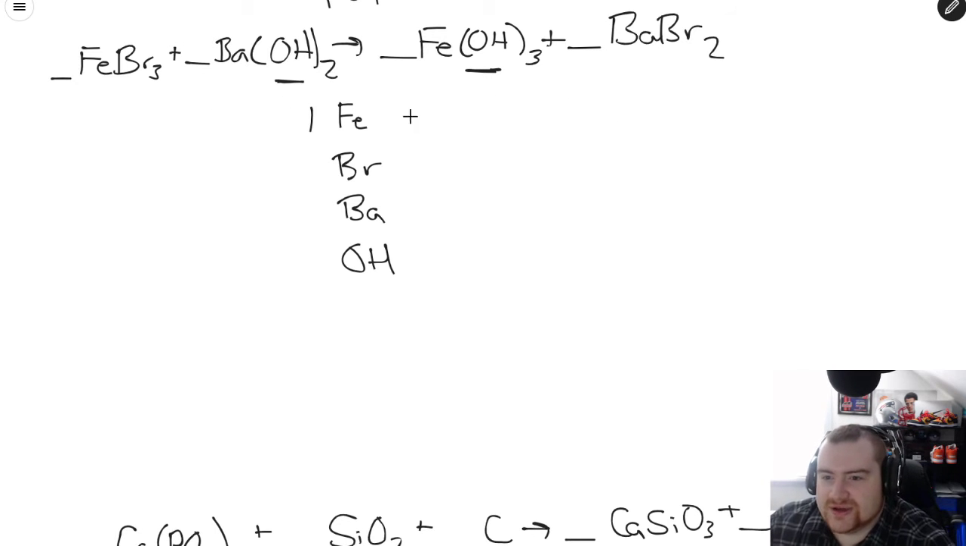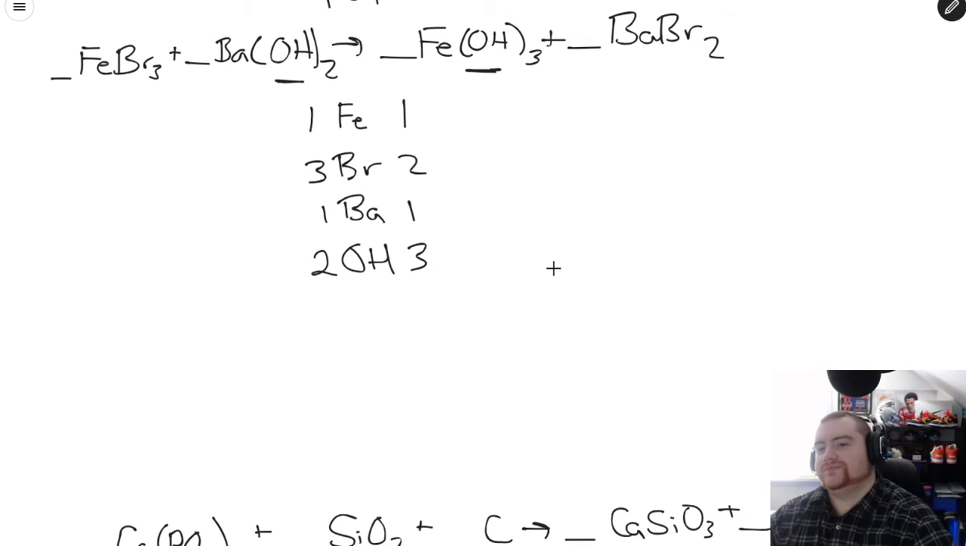So we look at our iron, we have 1 on each side. Our bromine, we have 3 on the left, 2 on the right. Barium, 1 on the left, 1 on the right. Hydroxide, 2 on the left, and 3 on the right. Okay, now we can begin to balance it.